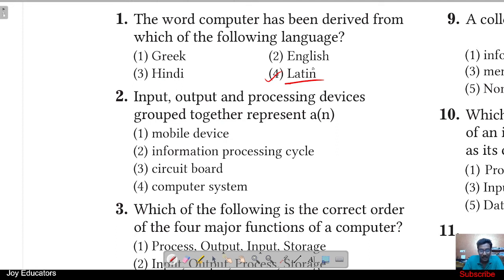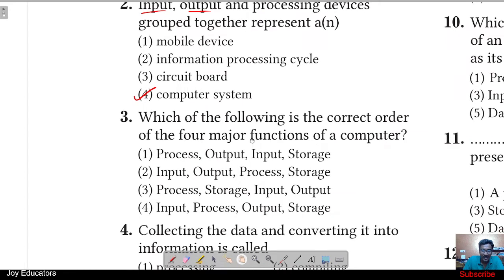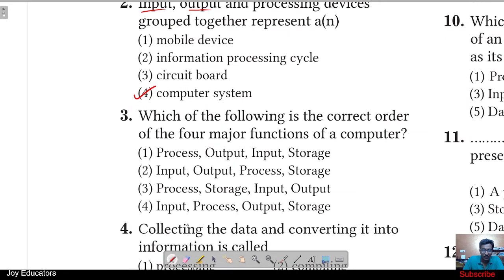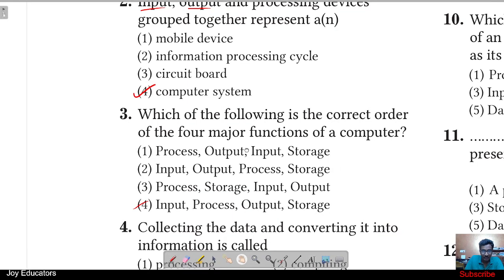Okay, second thing. Input, output, and processing devices grouped together represent a dash. Information convention. No, it is computer system. All right. So which of the following is correct? So we learned four things, right? So what do we do first? Input, process, output, and storage. Perfect. That's it, man. You are really cool.